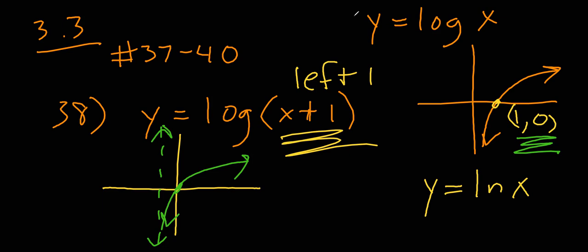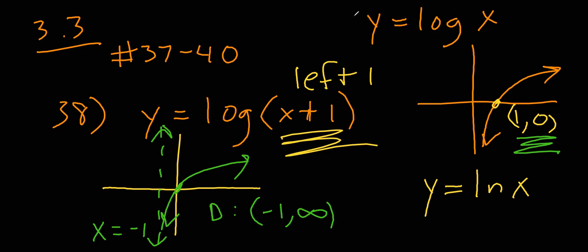Can you tell me things like domain? What's the domain of that? -1 to infinity. Should that be a bracket on -1? Thank you. Can't touch the asymptote. Nope. MC Hammer. It's all over that one.